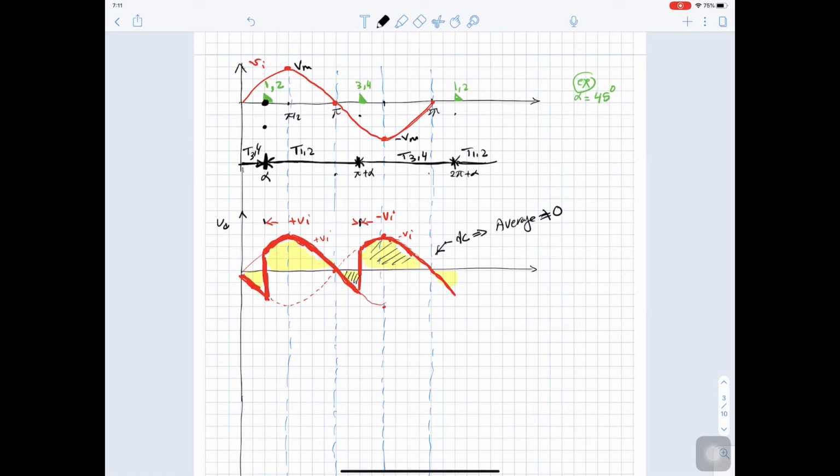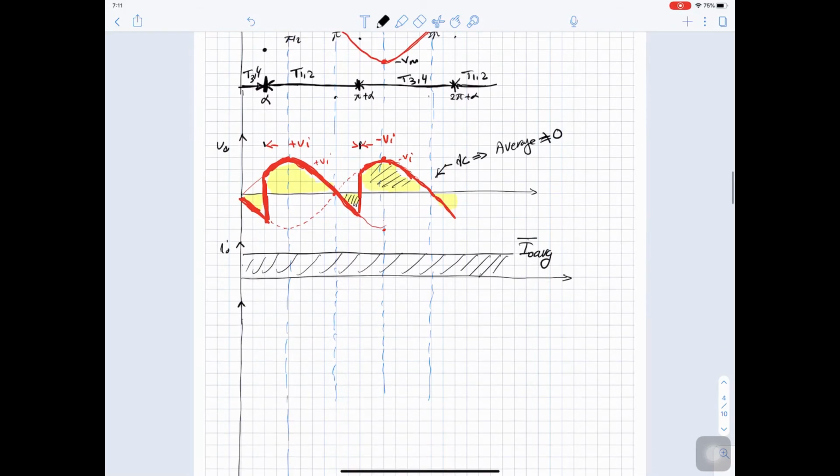Okay. Now if we need to sketch I out, because here we have RLE, so I out will be constant at its average value. So this is I out average.